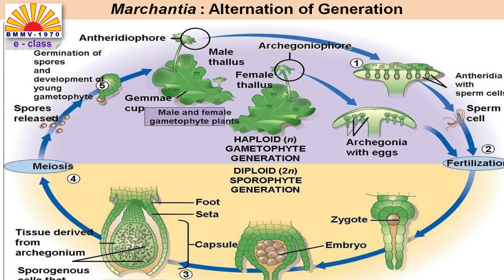After fertilization, a diploid zygote is formed. The zygote finally develops into a mature sporophyte. The sporophyte is attached to the gametophyte with the help of the foot.